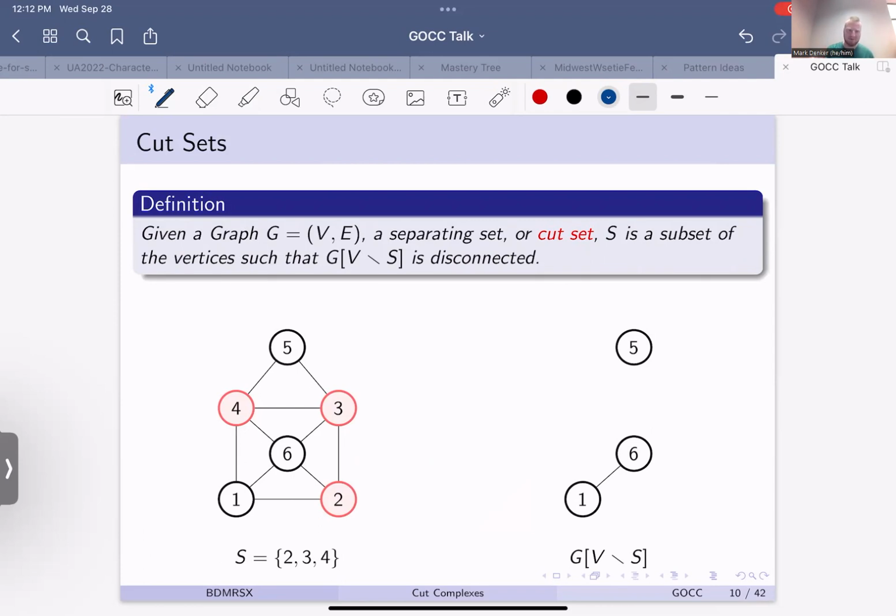Before we can get to the cut complex, we should define the cut set. So a cut set is just a set of vertices where if you remove them, our graph is disconnected.